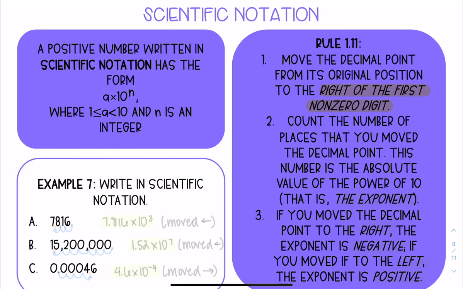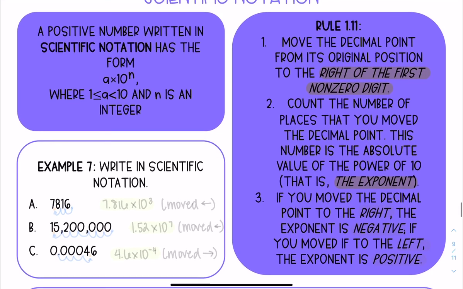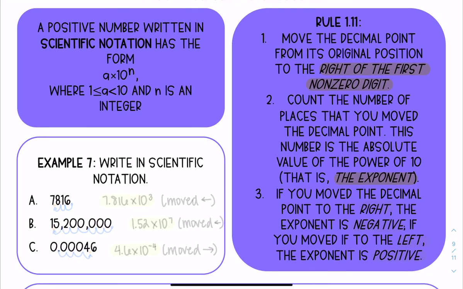You'll count the number of places that you moved the decimal point. This number is the absolute value of the power of 10, or just the exponent. Now, if you move the decimal point to the right, then the exponent is negative. If you moved it to the left, then the exponent is positive. So let's try this with example number 7.